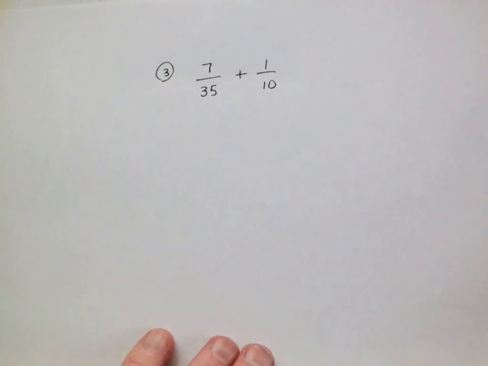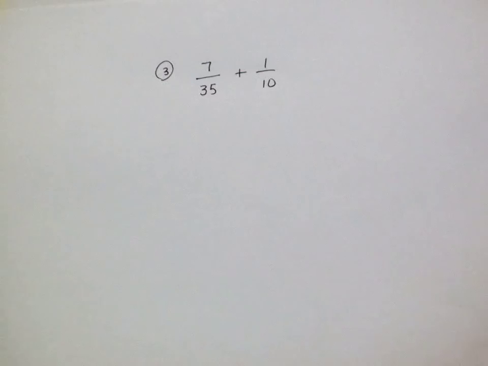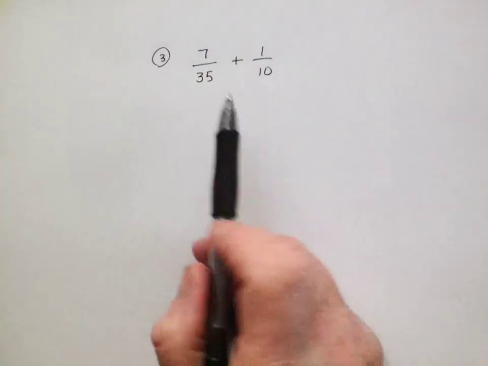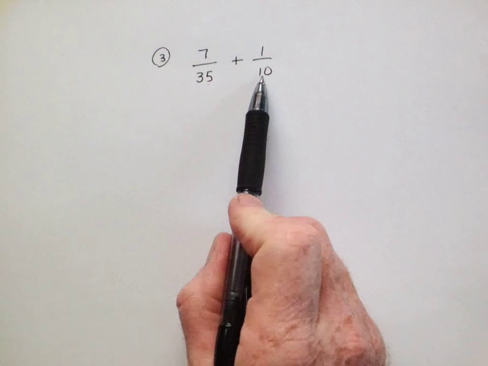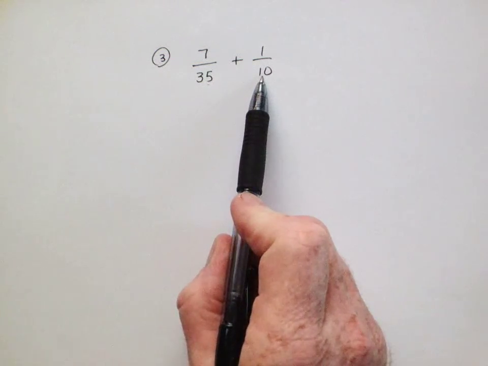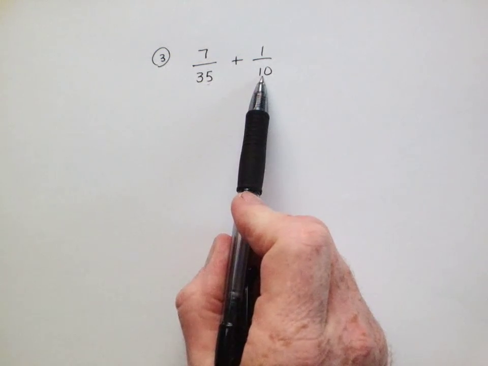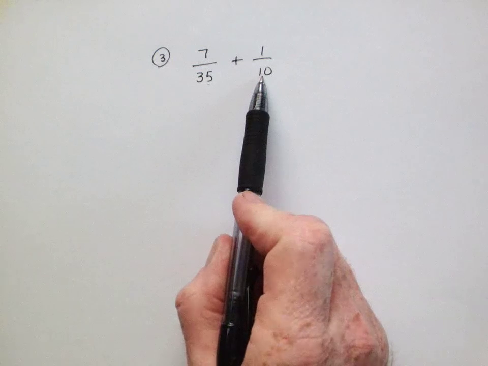Next, for number 3, adding two fractions. And then you might think, well, we already did this last time, or even the time before. I guess it was just last time. Why are we doing this again? Well, the reason is when you look at these denominators and try to find out what number would be the least common denominator, it would actually be 350.